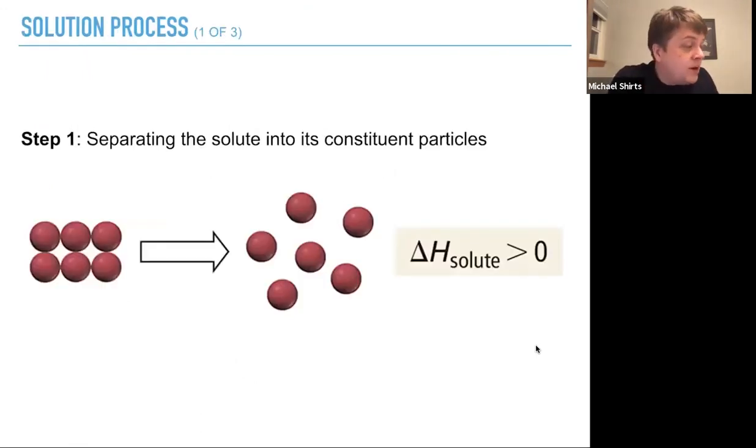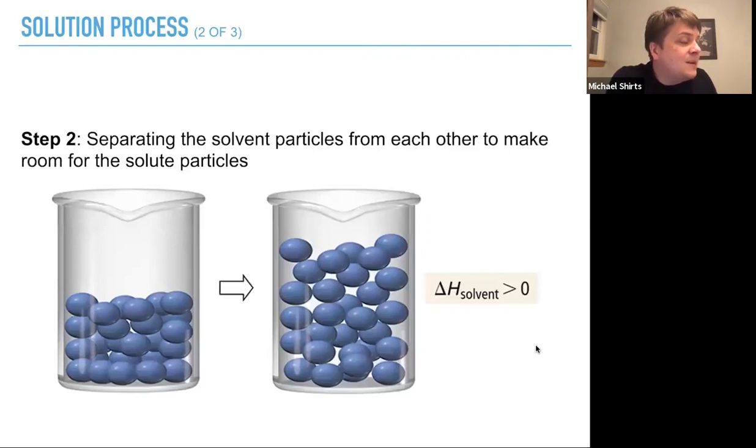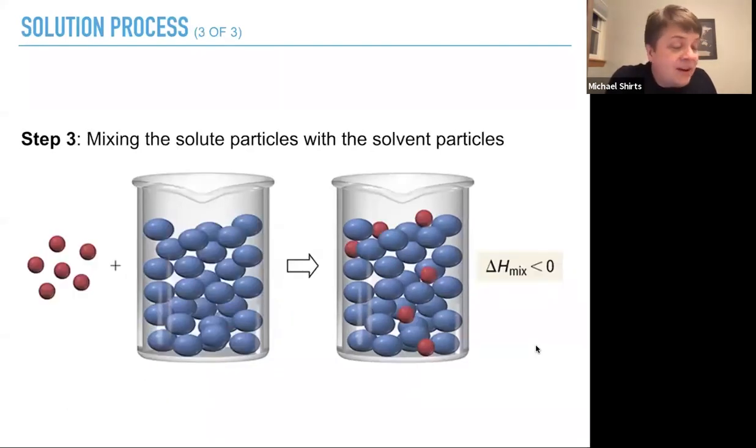Okay, so step one, separating the solute into its constituent particles so it can go into solution and be surrounded by solvent. The enthalpy of this is positive. It's an endothermic process. Next, we need to separate the solvent particles sufficiently to make room for the solute. So in this case, it's also endothermic. We're breaking interactions. And then we mix them together and we gain interaction energy. So this is an exothermic process.